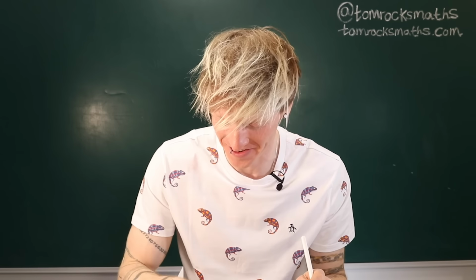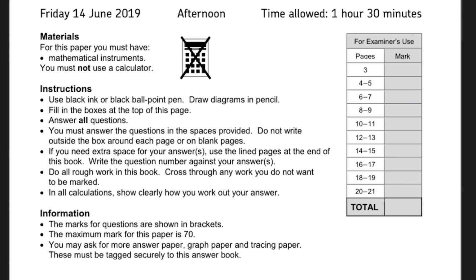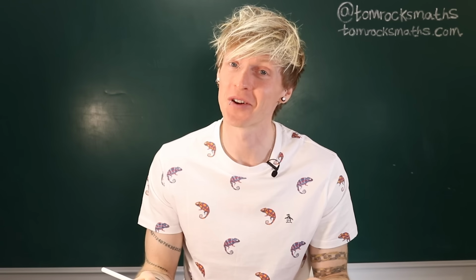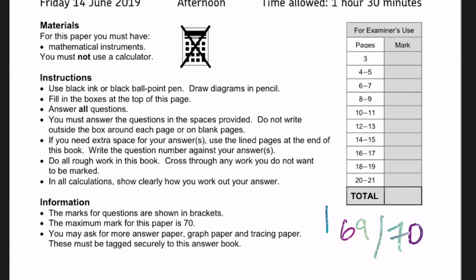So if I go right back to the beginning, I'm going to write this on to see. So the total number of marks is 70. So I have, of course, I got 69. I have 69 marks out of 70. That's why I didn't get 70. I scored 69. Right, there it is.